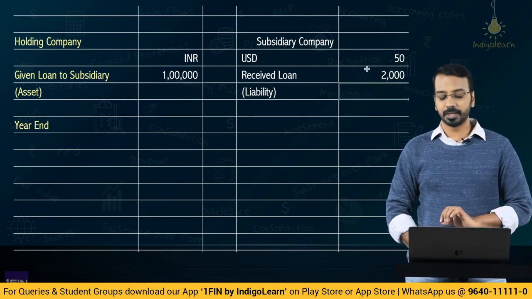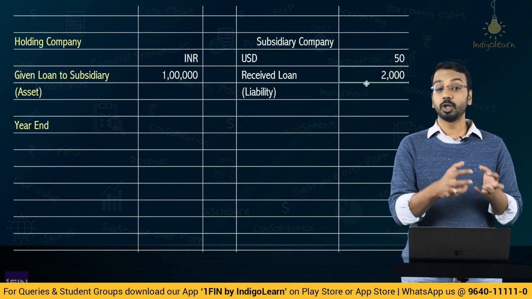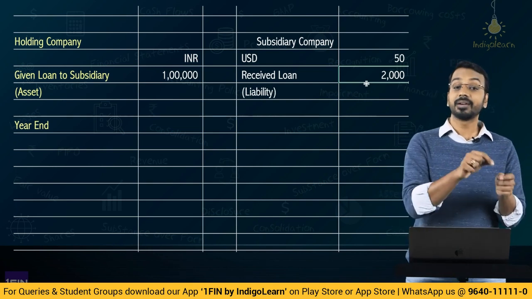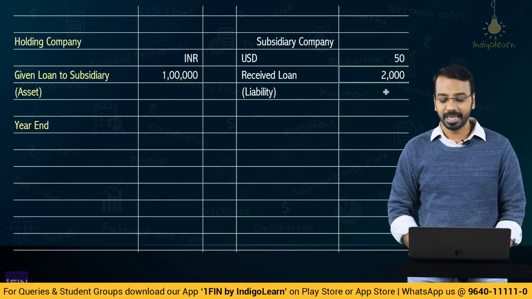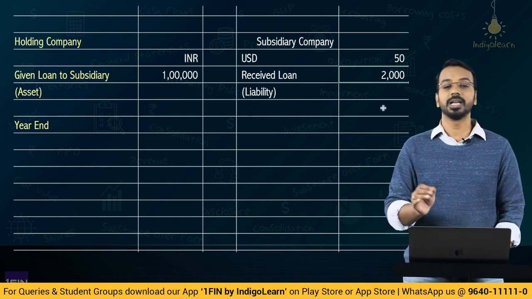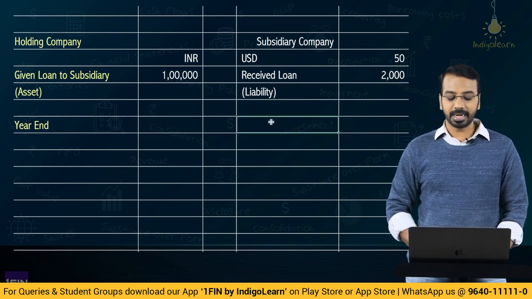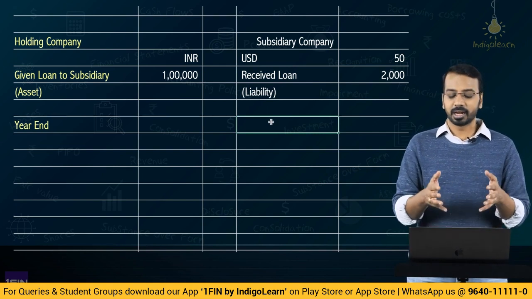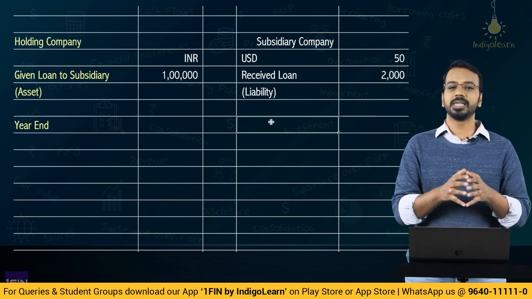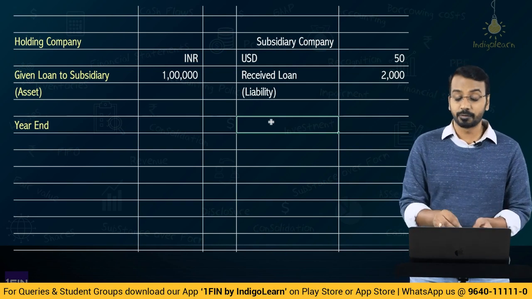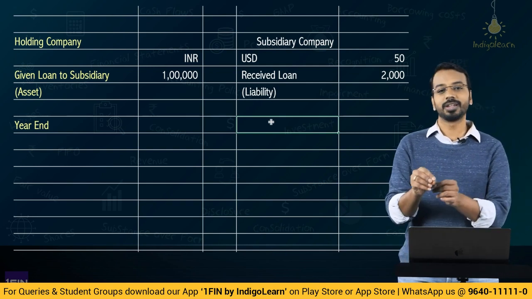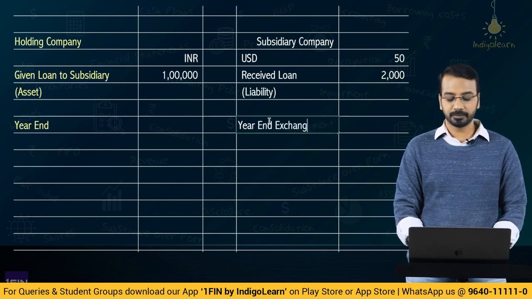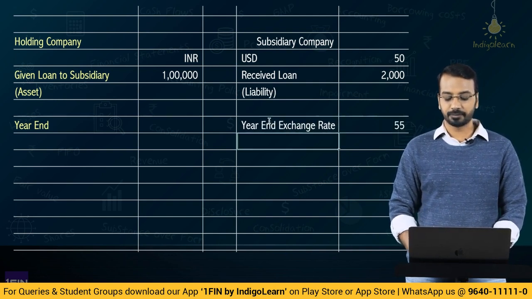Look at the subsidiary company. The subsidiary company has taken a loan in INR, which is a foreign currency for the subsidiary. They have converted that into functional currency and showed the loan as $2,000 payable. So, at the year end, this loan has to be restated. Now, say for example, the USD INR exchange rate has moved from 50 to 55. Okay, so year end exchange rate is 55.